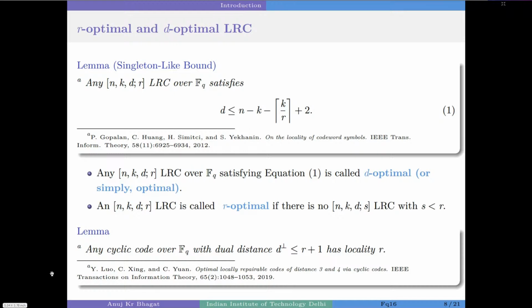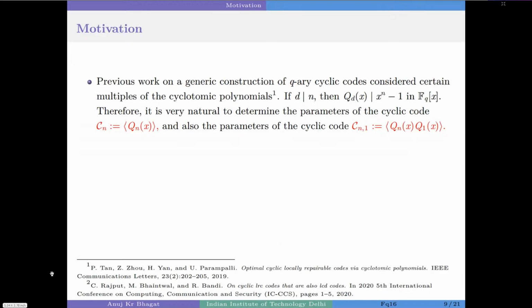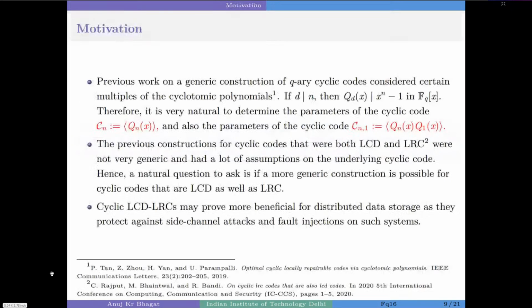So there is a very nice result. We can easily determine the locality of a cyclic code if we know the distance of its dual. It is simply: any cyclic code over Fq with dual distance less than or equal to R plus 1 has locality R. So just to show some application, let's go back to the motivation part again.